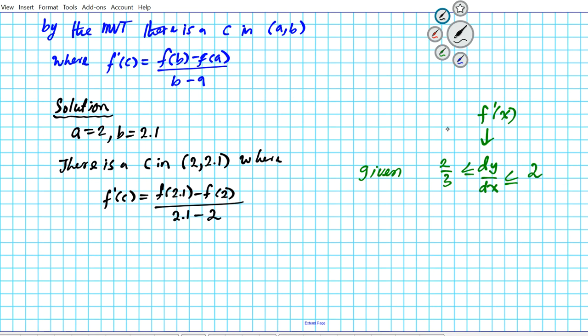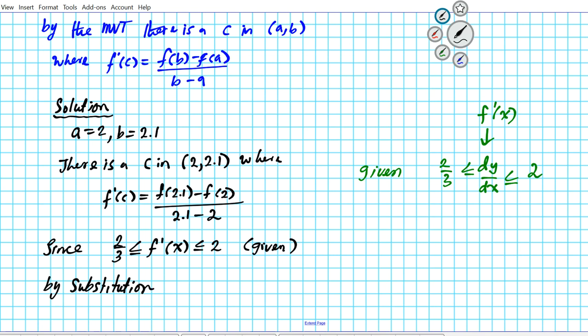We know this is given, since 2/3 is less than or equal to f prime of x, and that's less than or equal to 2. We can carry out this substitution. Since f prime of c is a particular c value that we're looking at here, we can take this expression and substitute it in the middle. So by substitution, what do we have?